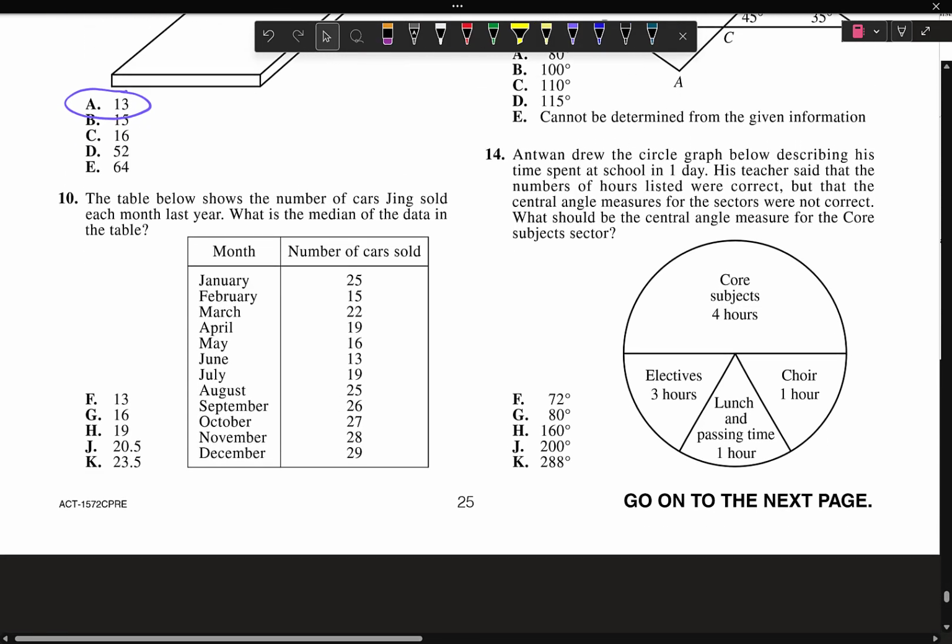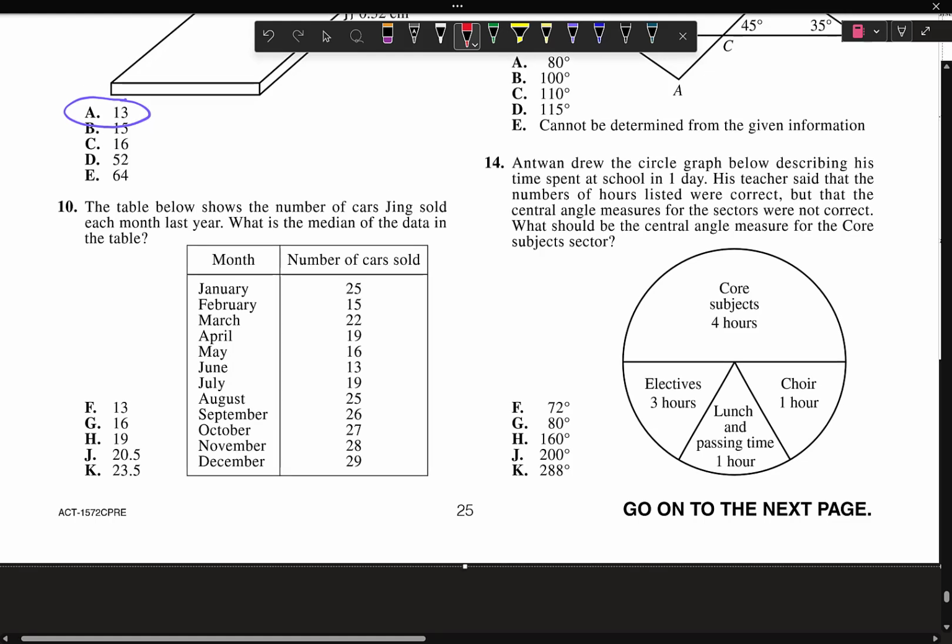Number 10, the table below shows the number of cars Jing sold each month last year. What is the median of the data in the table? Median is just a middle number, but we do have to list the numbers from smallest to largest. So the smallest number, this one takes just a minute. Smallest number is 13, which means we can rule out 13. We can probably rule out 16 and maybe a couple others, but we'll hold off on that.